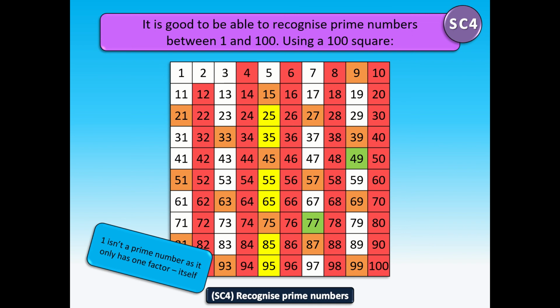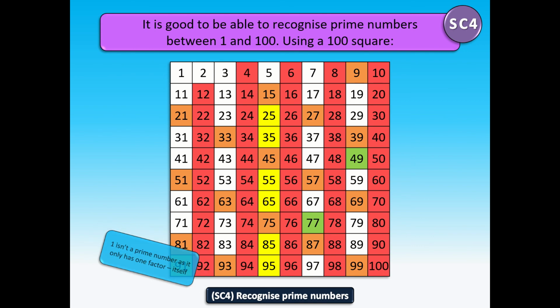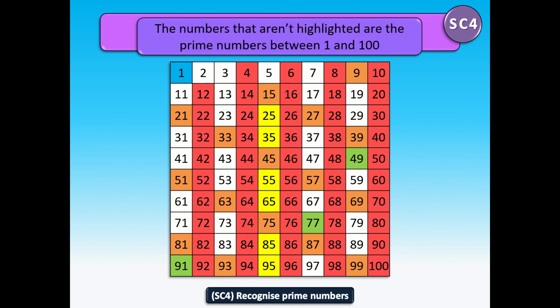1 is never a prime number because a prime number needs to have 2 factors, and the number 1 only has 1 factor, the number 1. So 1 is not a prime number. So any number that's not highlighted is a prime number between 1 and 100.